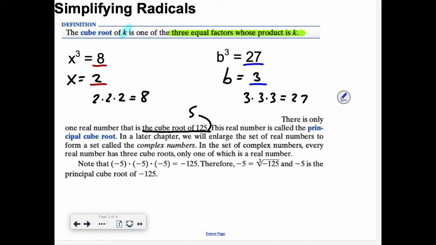Now there are other roots, and we're going to see later with something called the fundamental theorem of algebra that if I have an equation with something to the third power, there are 3 solutions. And there are 3 solutions to this equation, x to the third equals 8. Only one of them is a real number. The other two are what we call complex numbers, which we'll talk about later.